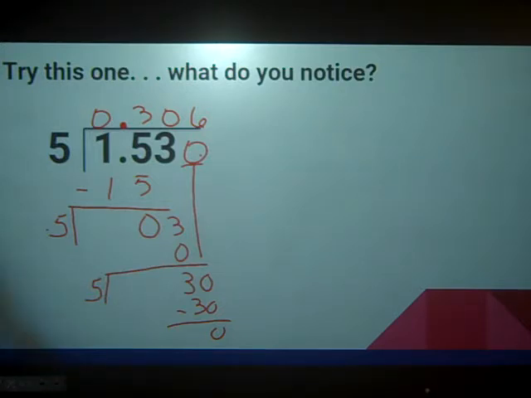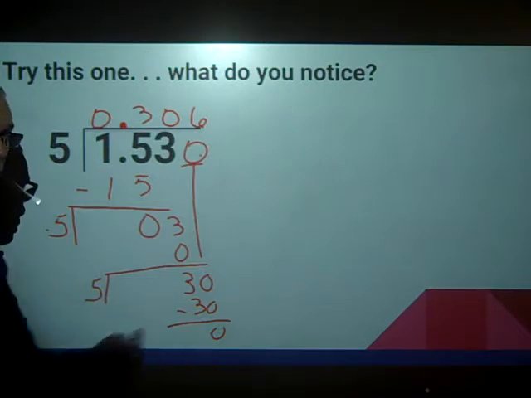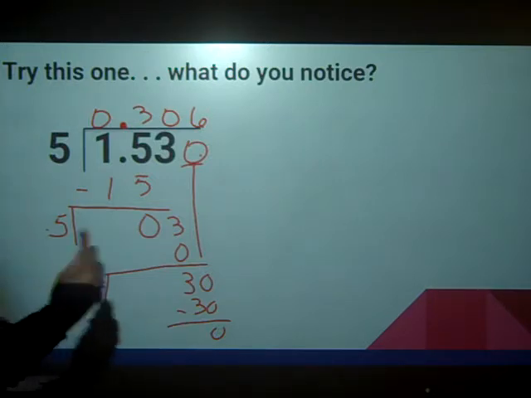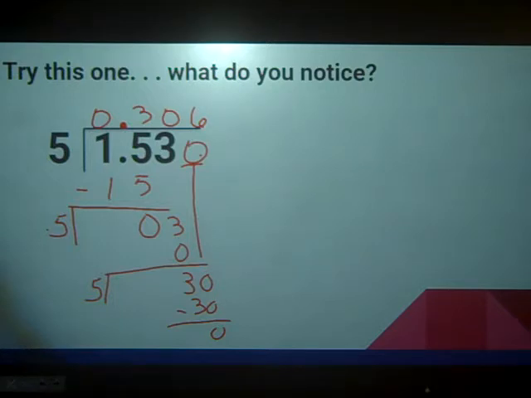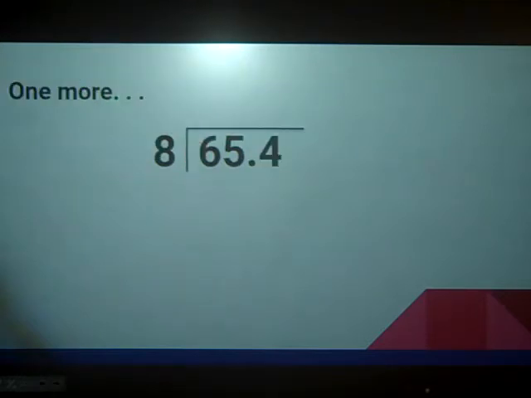It won't always do that. Sometimes it's going to repeat. I'll keep on adding zeros and I'll keep getting the same difference. It'll keep going, and that's called a repeating decimal, and that's okay. When that happens, I will tell you, you can repeat it up to 2 times, but we'll get to that, all right?